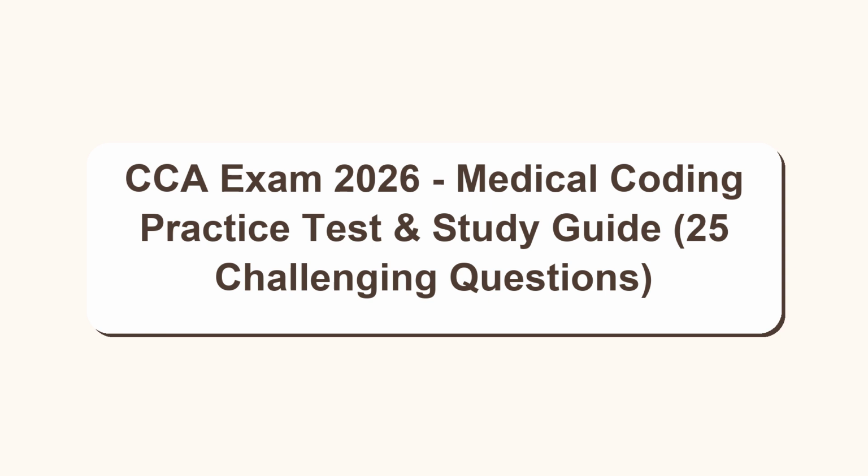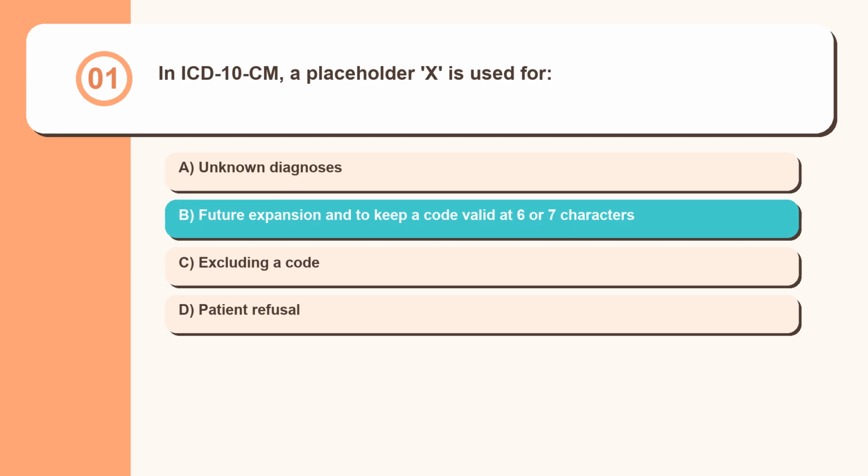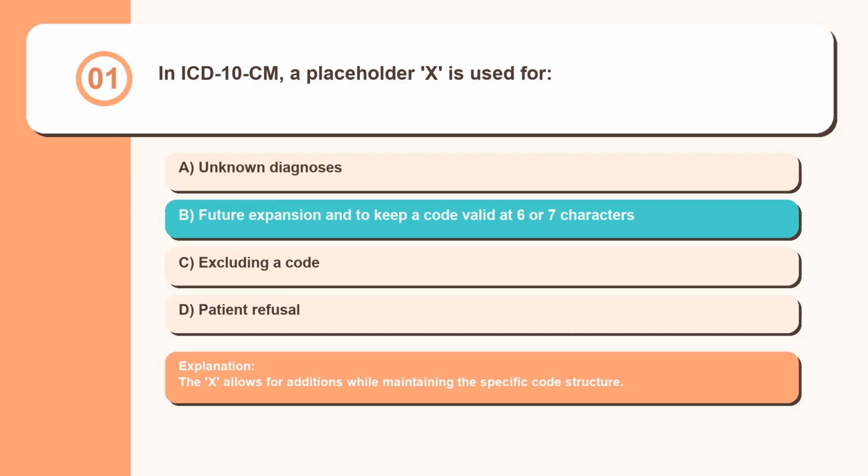CCA Exam 2026 Medical Coding Practice Test and Study Guide, 25 Challenging Questions. Question 1. In ICD-10-CM, a placeholder X is used for unknown diagnoses, future expansion, and to keep a code valid at 6 or 7 characters, excluding a code. Patient refusal. The X allows for additions while maintaining the specific code structure.